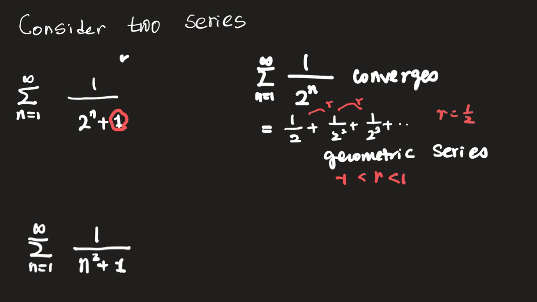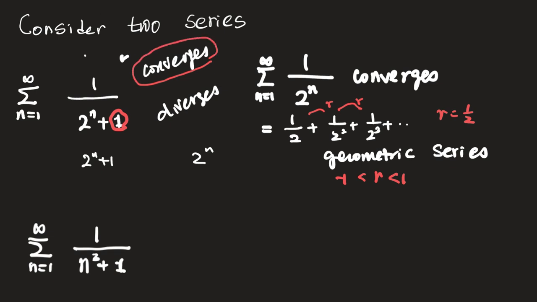How about the left side? The only difference is here and here: 2^n plus 1 versus 2^n. Just add 1. What do you think about this series, 1 over 2^n plus 1? Do you think it converges? Do you think it diverges? What do you think? I think this one converges. Why? We're going to use the comparison test. That's what we're going to do.